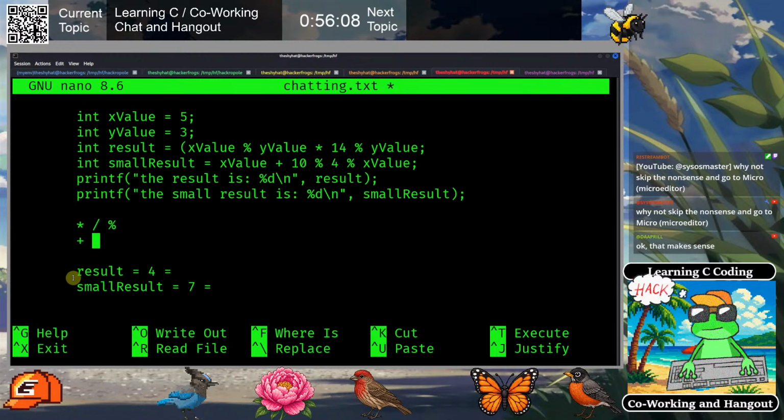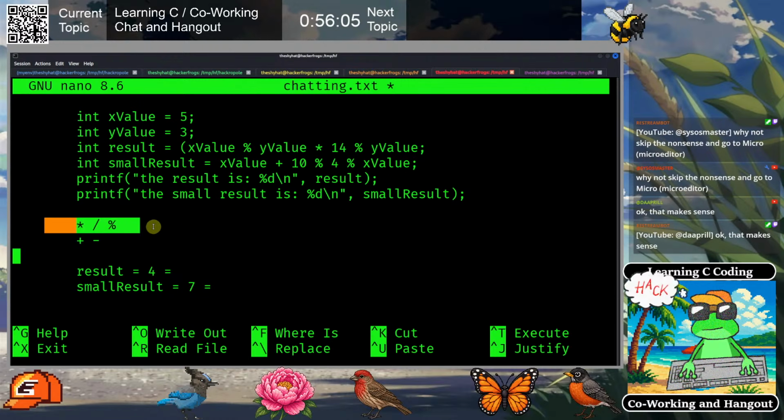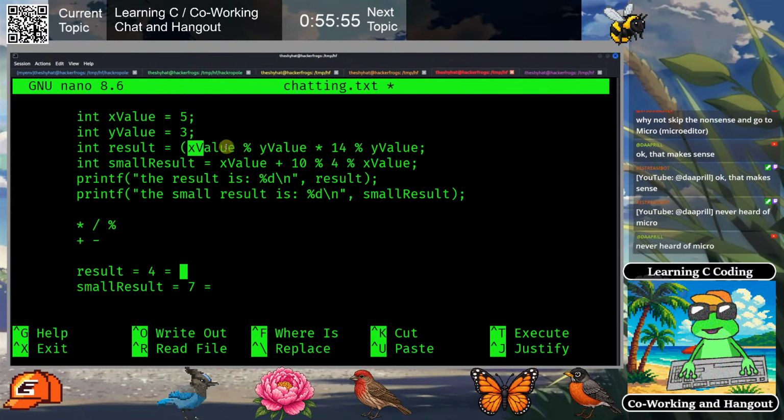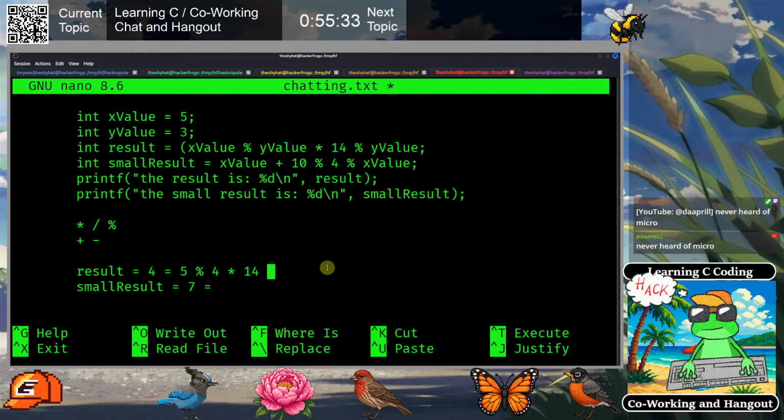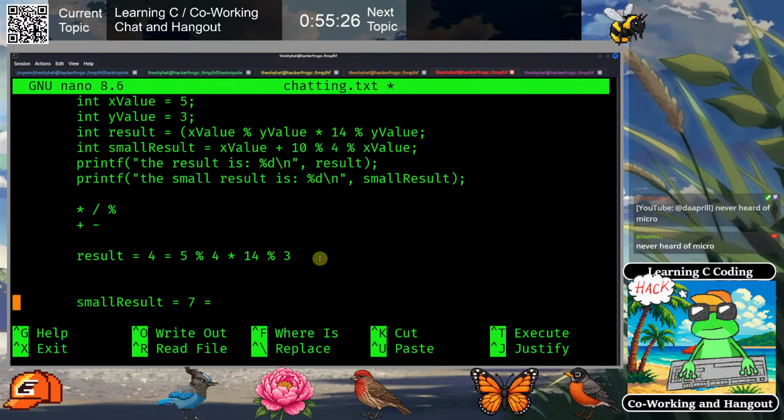Okay, and then plus and minus are below those in the tier list. Okay, so 4 equals... so we've got x value modulo y value. So x value is 5, 5 modulo 4 times 14 modulo y value, which is 3. So let's calculate this first.